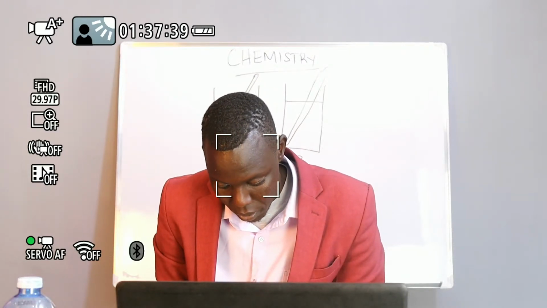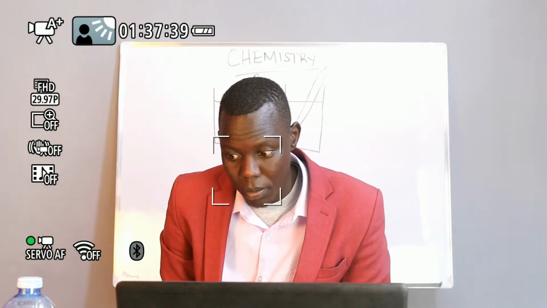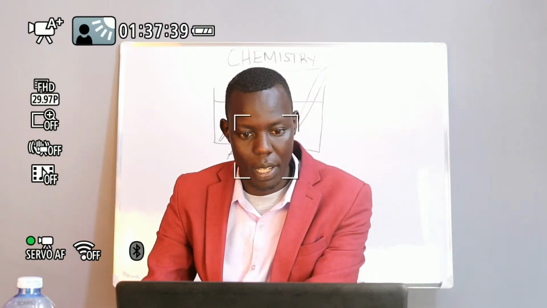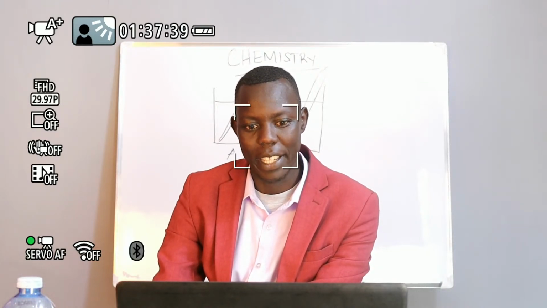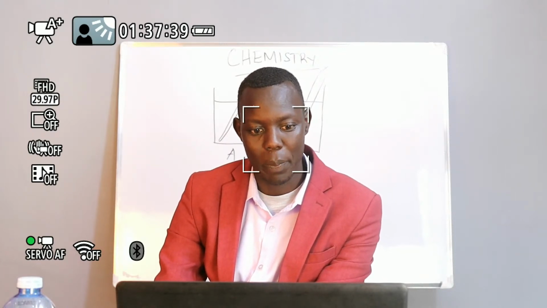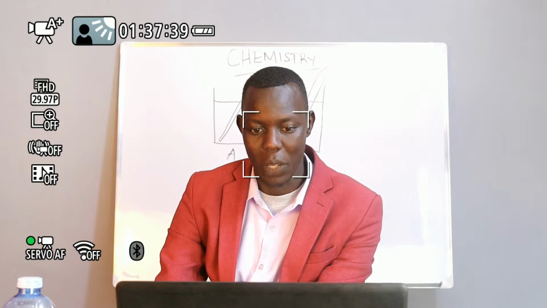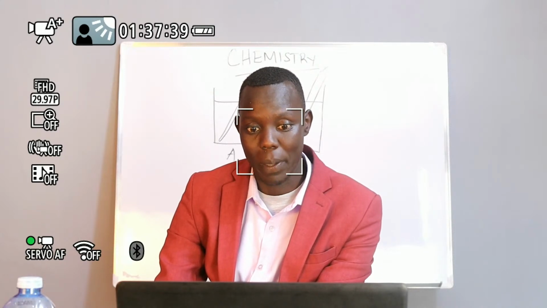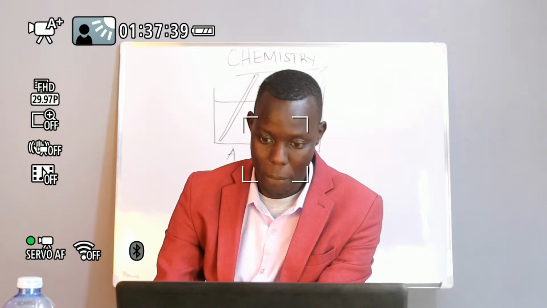Exact doesn't mean that one. Exact means it can measure only a given volume. Kama ni 10, ni 10. It cannot measure anything else. An example is the pipette, but the pipette only measures 25 ml. It cannot measure anything else apart from 25. So that is exact. The other one is a volumetric flask.